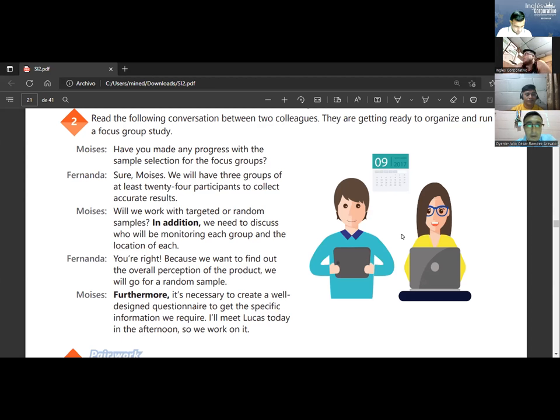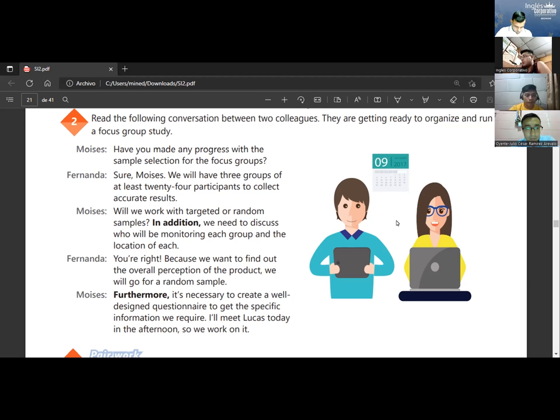Have you made any progress with the sample selection for the focus group? Sure, Moises. We will have three groups of at least 24 participants to collect accurate results. Will we work with target or random samples? In addition, we need to discuss who will be monitoring each group and the location of each. You're right, because we want to find out the overall perception of the product. We will go for a random sample.